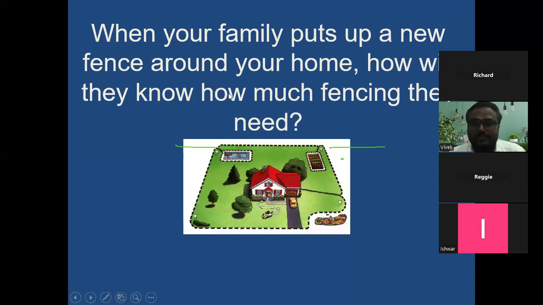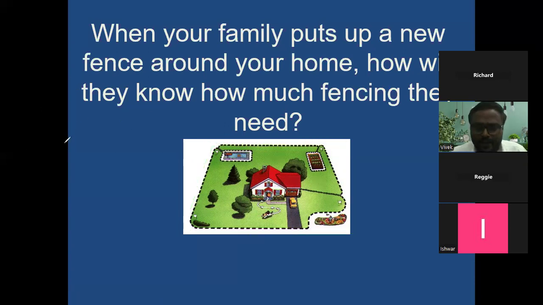Perimeter is the distance around, if we are using this field, the distance around the field. Yep, absolutely correct. So now let's say if you have to run around this house, you need to calculate the distance that you have run along the border of it. That is nothing but the perimeter.